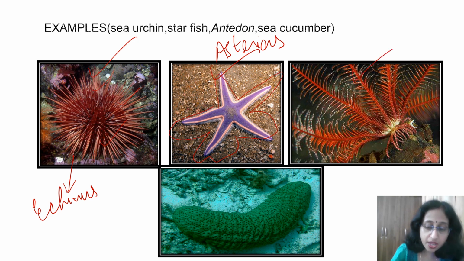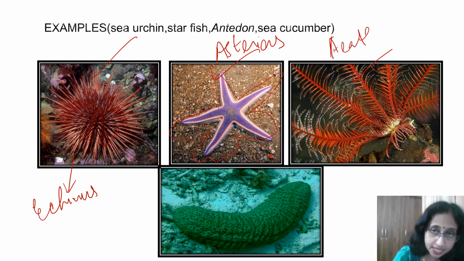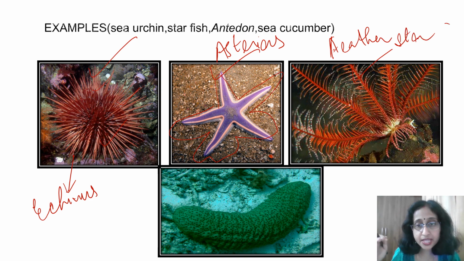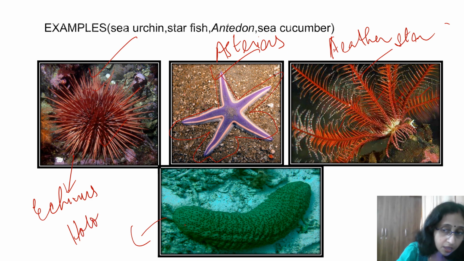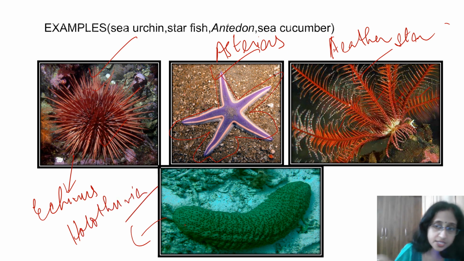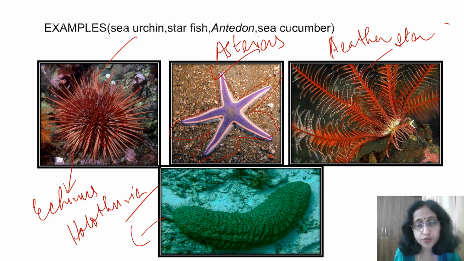Now next comes this one, we can say that this is the Antedon, or it is also called the feather star. So here also we can see that this feather star is also having this pentamerous format. Five or six arms are there. And next, last, it is called the sea cucumber, and the scientific name is Holothuria. It is the sea cucumber. So these are the main examples of this group, Echinodermata, that is organisms with spiny skin.